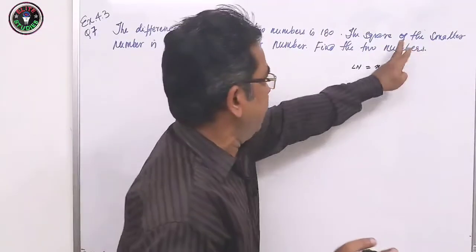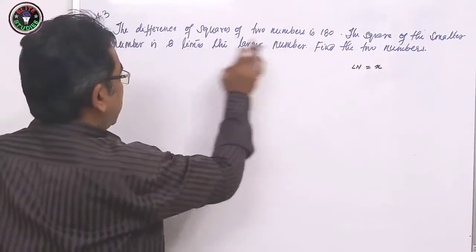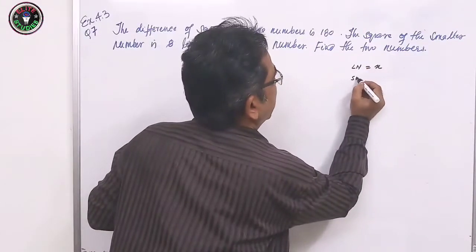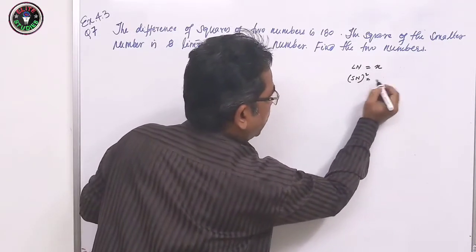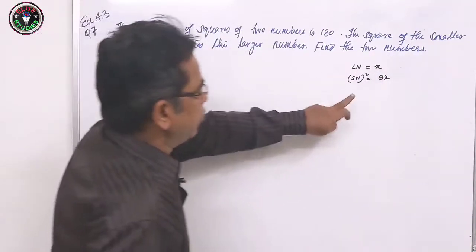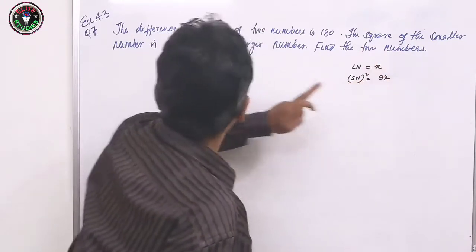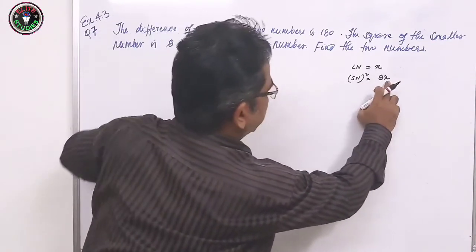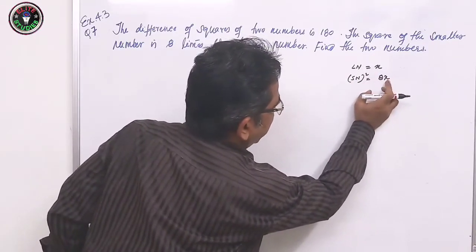Dear students, pay attention. The smaller number is not 8 times. The square of the smaller number means, if you represent the smaller number as Sn, then its square will be equal to 8 times the larger one. The square of the smaller number is equal to 8 into the larger number.